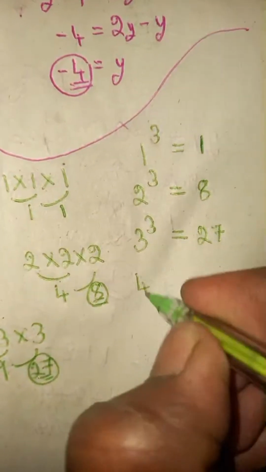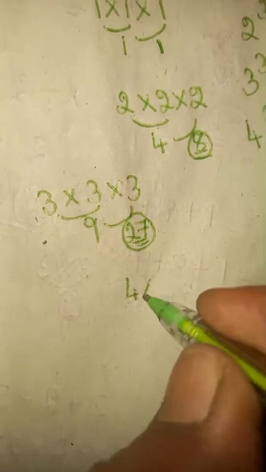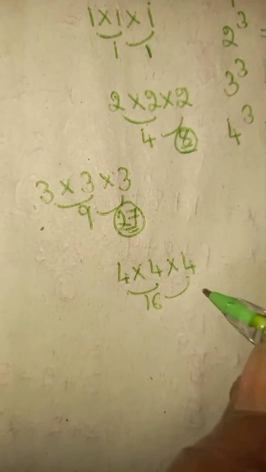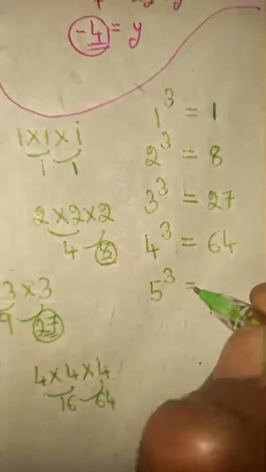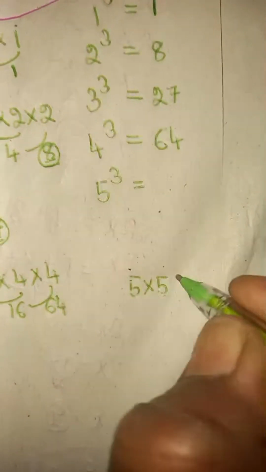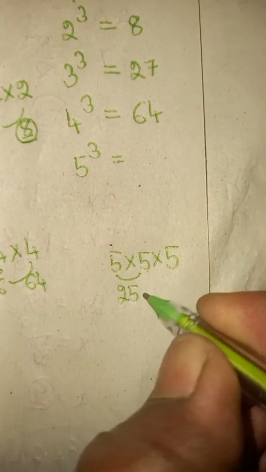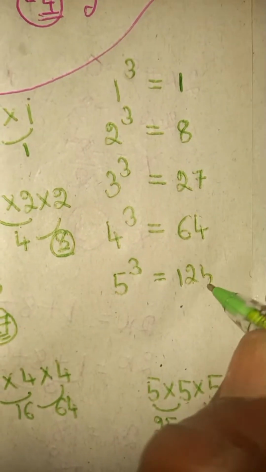Let's find out the value of 4 cube. 4 cube you can write like this: 4 times 4 times 4. 4 times 4 is 16. 16 times 4 is 64. Now you get this completely as 64. Let's find the value of 5 cube. 5 cube you can write like this: 5 times 5 times 5. Now 5 times 5 becomes 25. 25 times 5 is 125. So this is completely equal to 125.